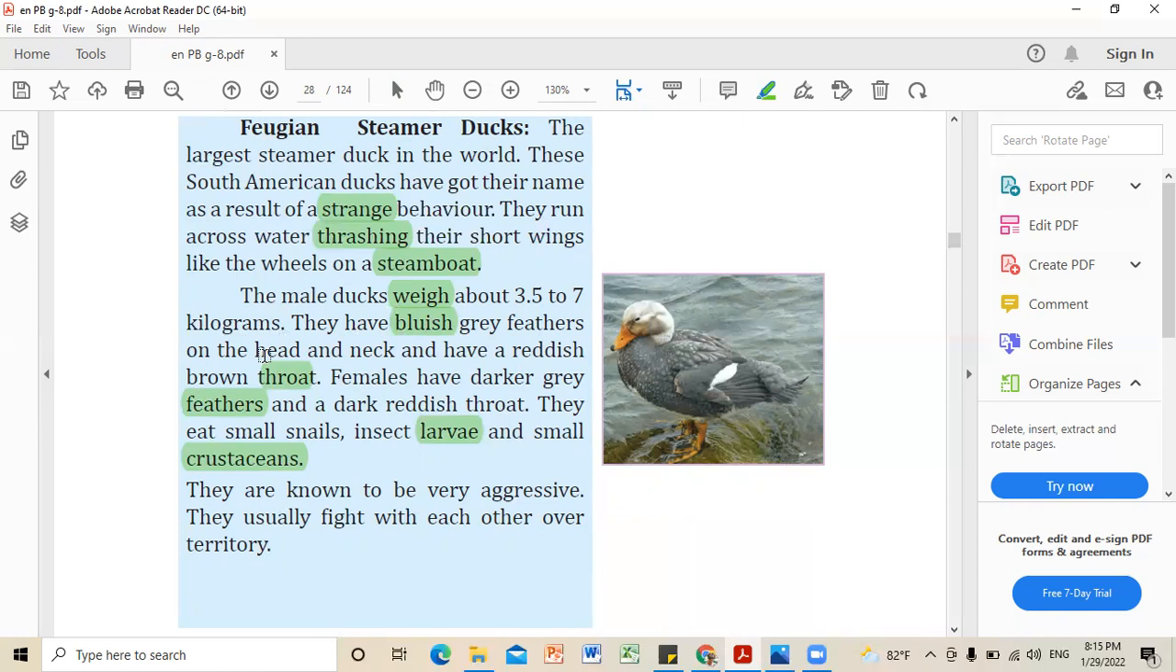On the head and neck and have a reddish brown throat.